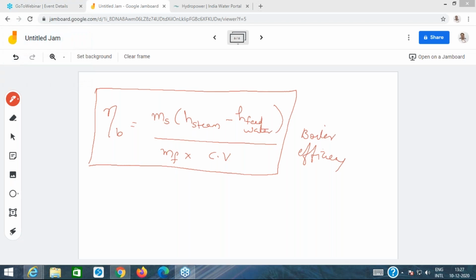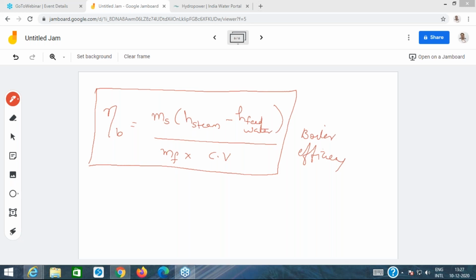So boiler efficiency, the formula becomes boiler output, which is ms into h of steam minus h of feed water, and input is mf into cv, right? So this is an important expression for analysis of boiler. I hope it is clear to you.